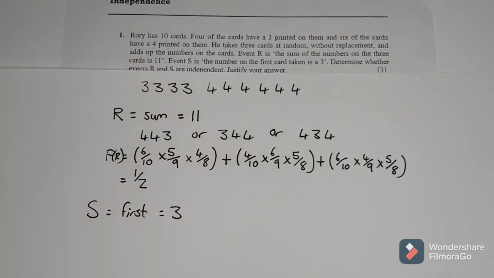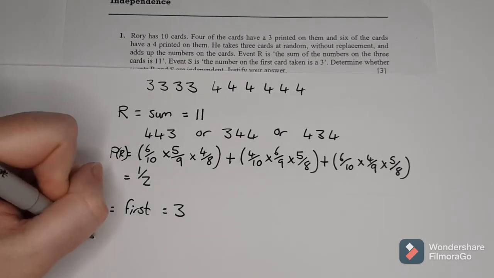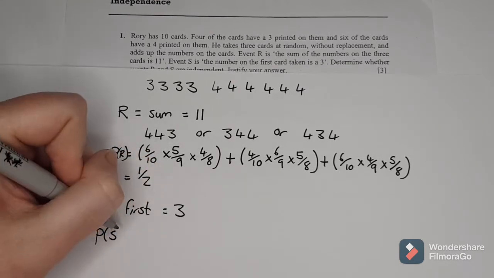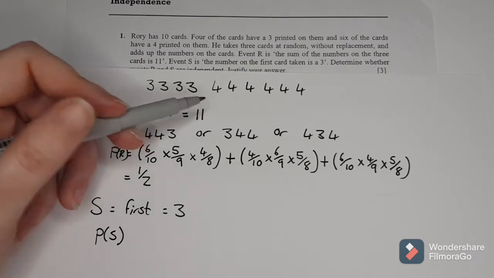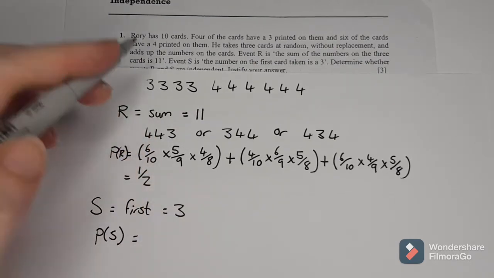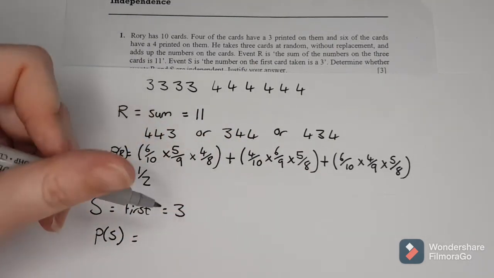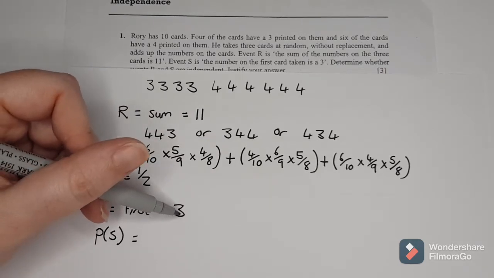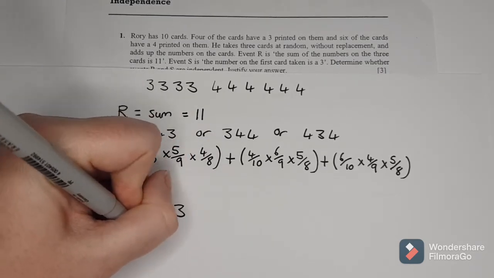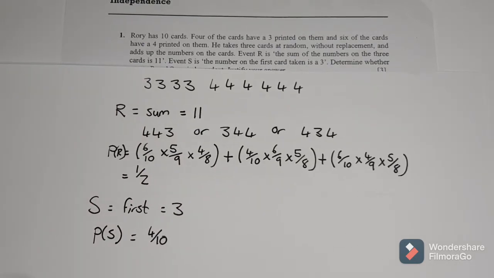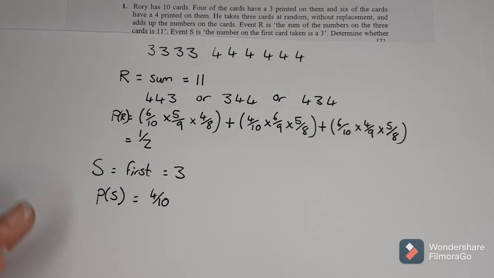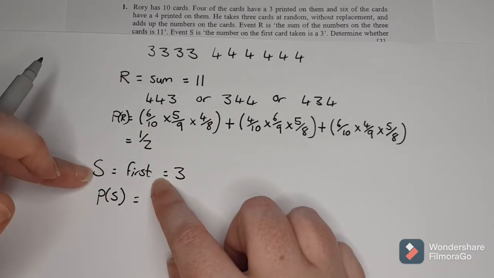So we now simply need to look at just getting a 3 on our first draw. So my probability for S means I've got to look at how many 3s I have. So I have 1, 2, 3, 4 3s out of a total of 10 cards. So the probability of just getting a 3 is going to be 4 over 10.